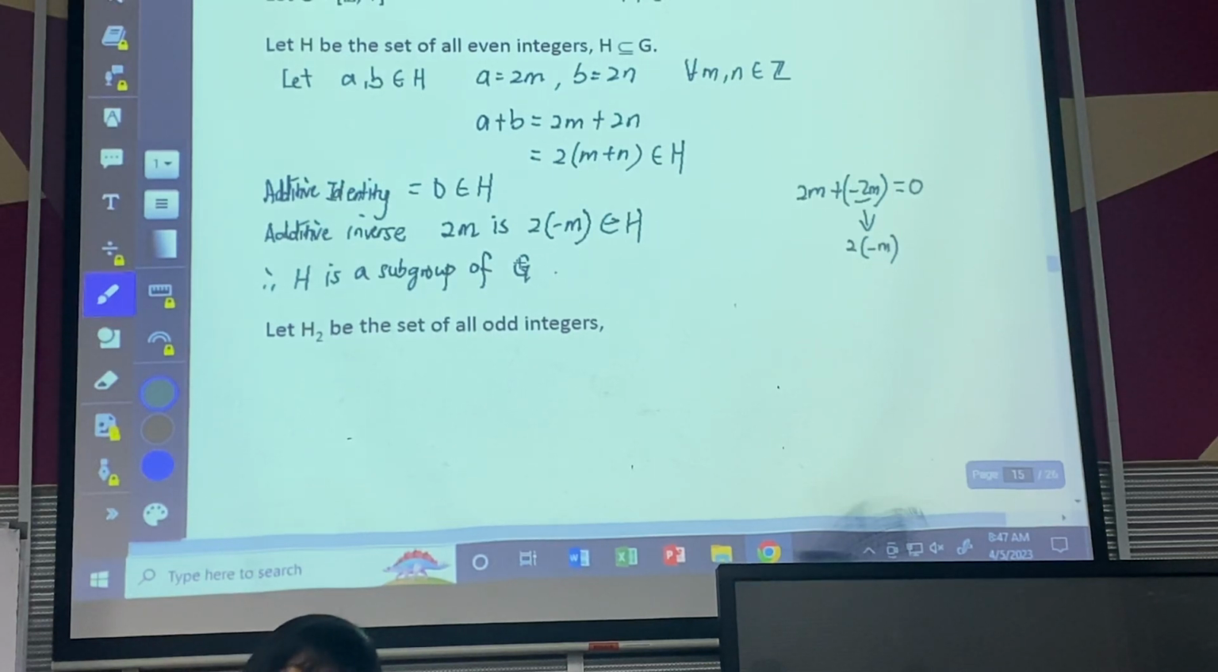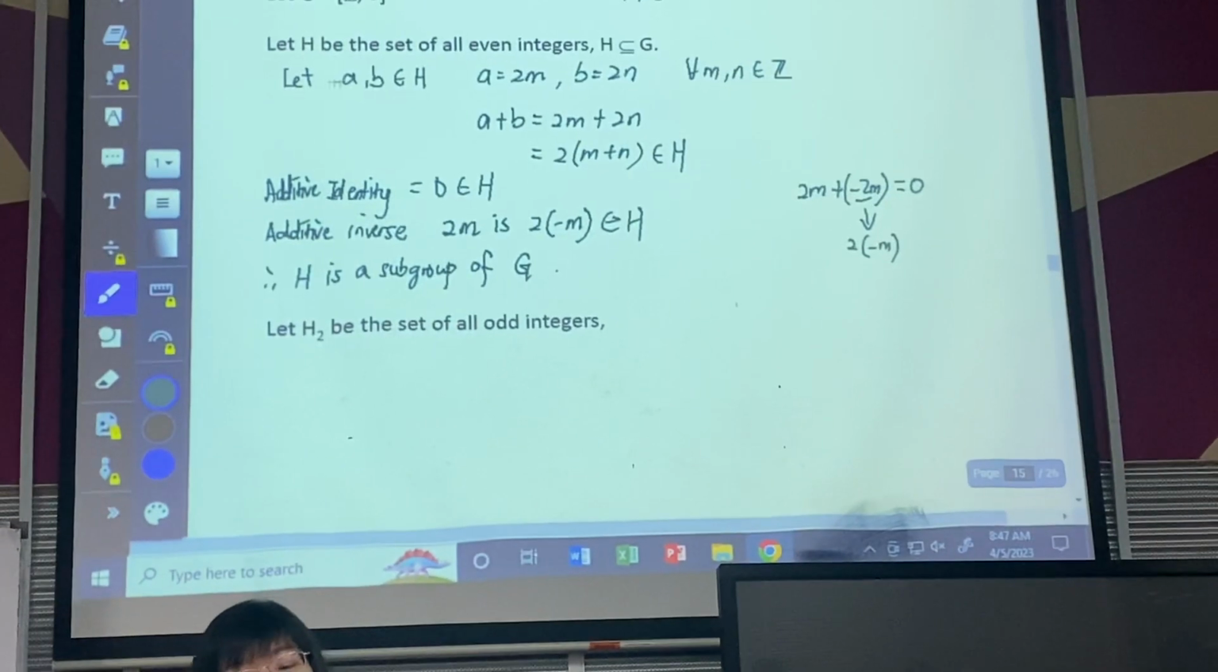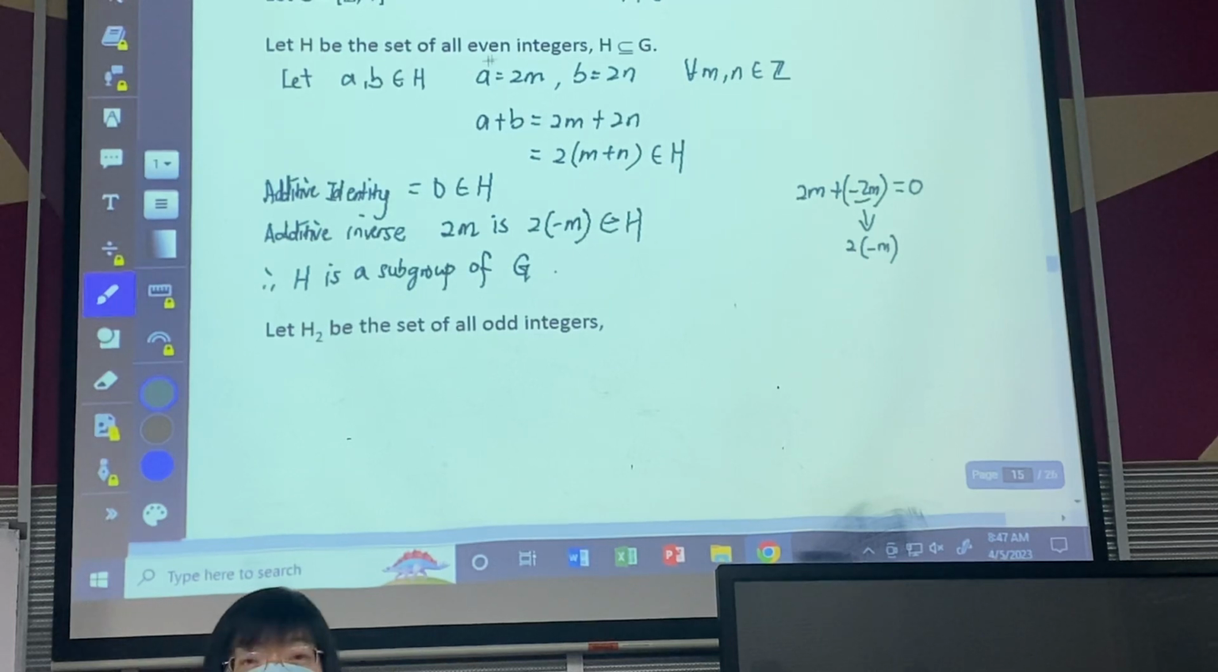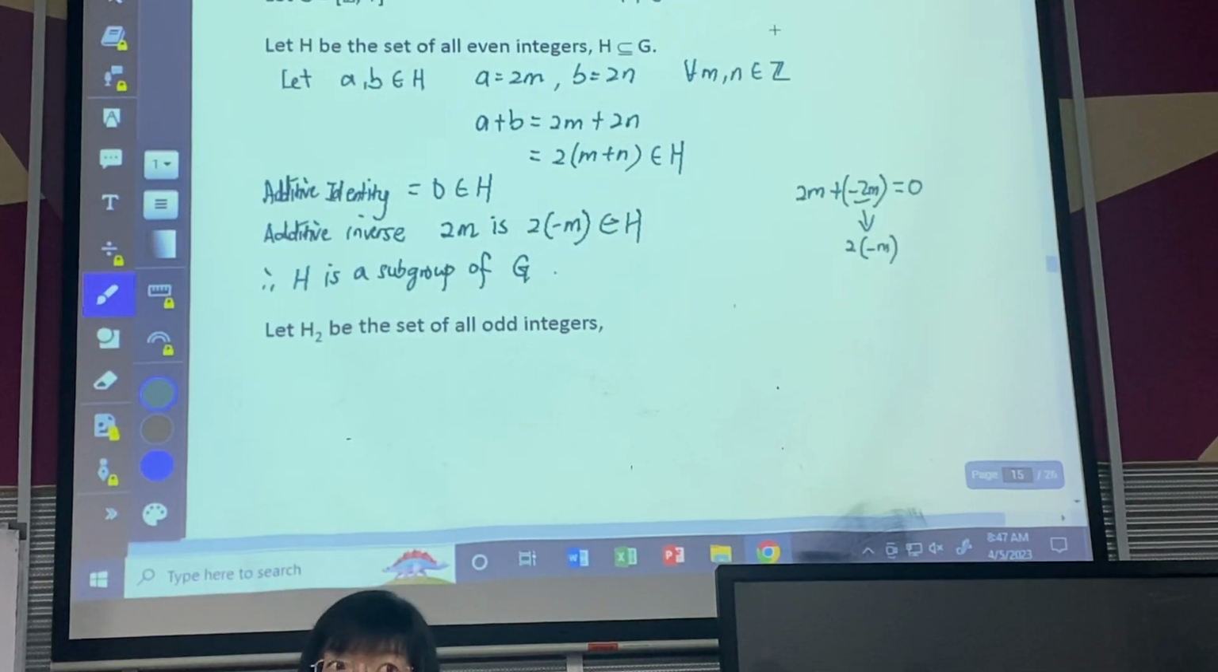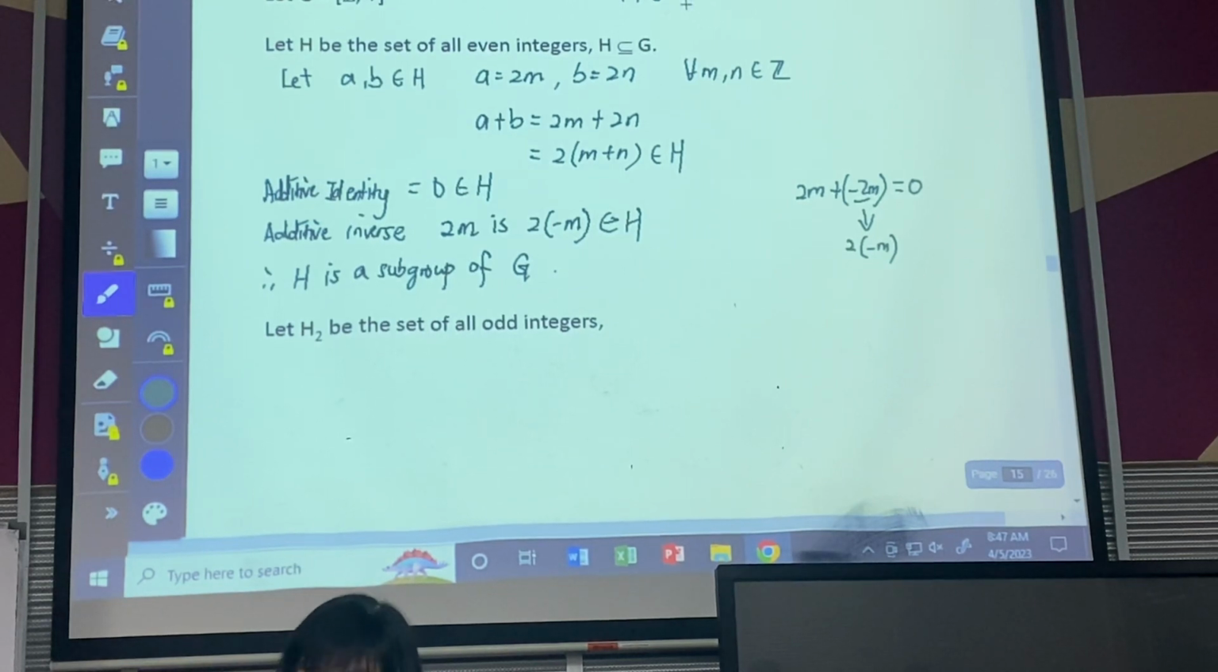Also, the 0 doesn't belong to odd. So you can say that the identity is 0, but 0 does not belong to the odd integers, right? That is 1. How about the first condition? Can it be fulfilled or not? Any two odd integers added together, do you get back an odd integer?